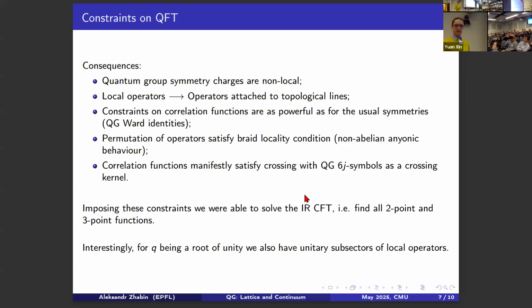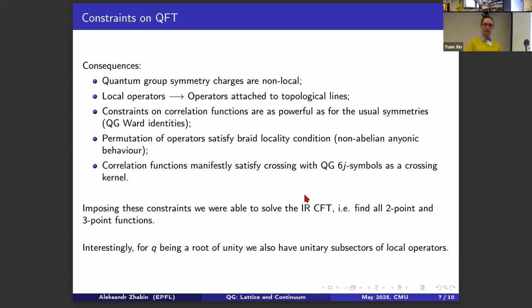So now we have defined the symmetry, and what are the consequences of this symmetry on a quantum field theory? I will sketch them without the derivation. As I already mentioned, the symmetry charges are now non-local, and the local operators have to be replaced with the operators attached to topological lines. Then the constraints on correlation functions of such operators are as powerful as the constraints coming from the usual symmetries, say SU2. And these constraints can be written in terms of quantum group Clebsch-Gordan coefficients.